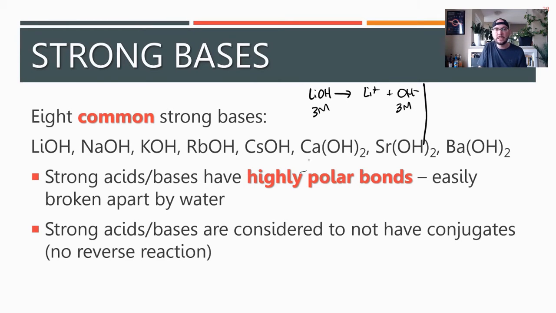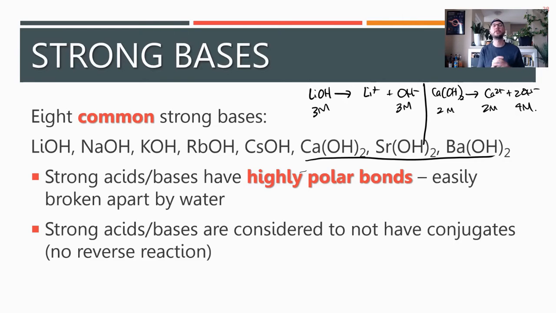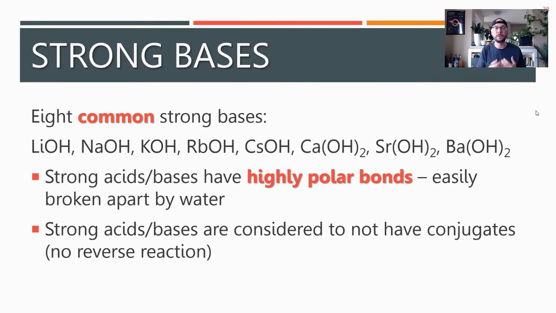Now, for these last 3, the elements in that second column, which are called the alkaline earth metals, they actually produce 2 of these. So if this was to break up into calcium 2 plus and 2 OH minus, if this was 2 molar, this would be 2 molar, this would be 4 molar. Because for each one of those calcium ions, it forms 2 of those hydroxide ions. Okay, and the reason why this happens is because these are extremely polar bonds, which water can easily manipulate or pull apart. We talked about that in Unit 1.